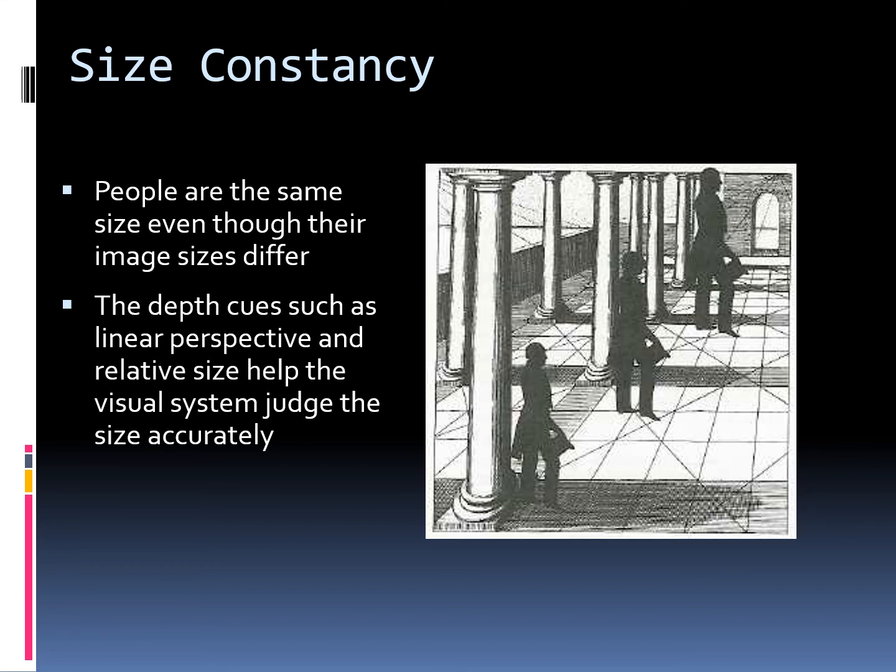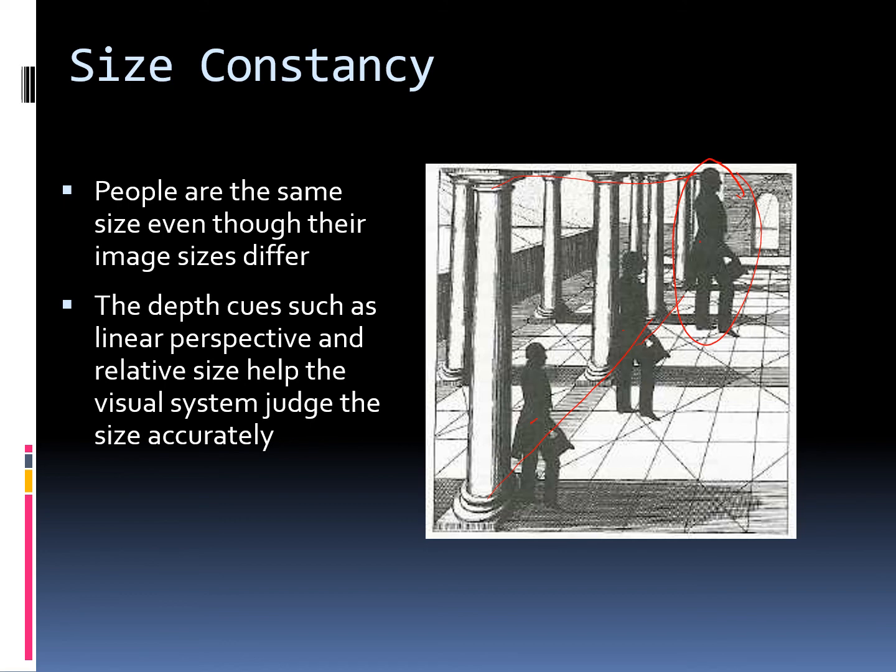So the depth cues such as linear perspective and relative size help the visual system judge the size accurately. So here we have linear perspective. We see the columns getting smaller as they get farther away, but the person looks like they're giant, right? They look like a normal person. As they go farther down, this person looks like a giant. If you actually measured him, they're all the same size.